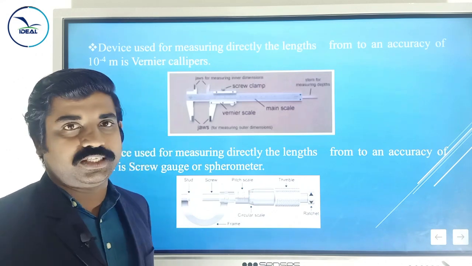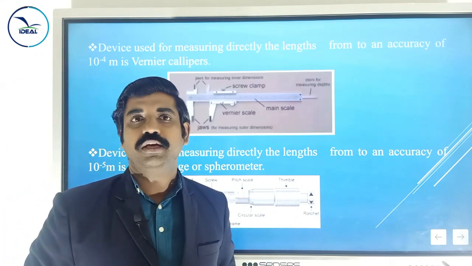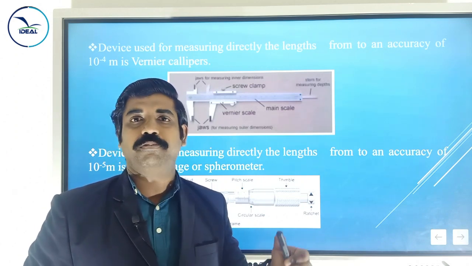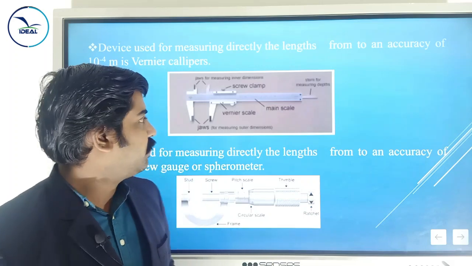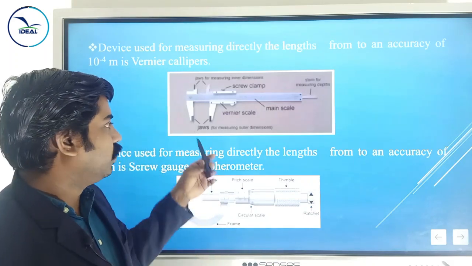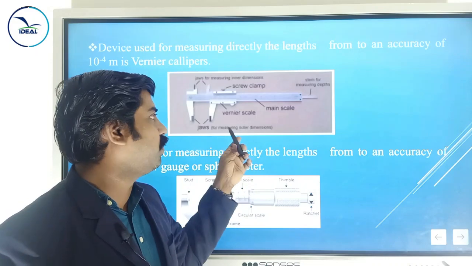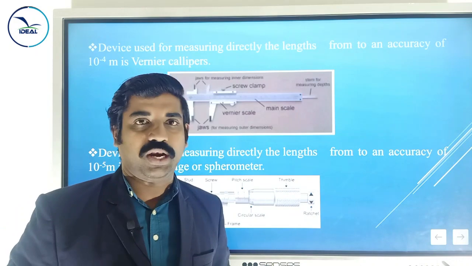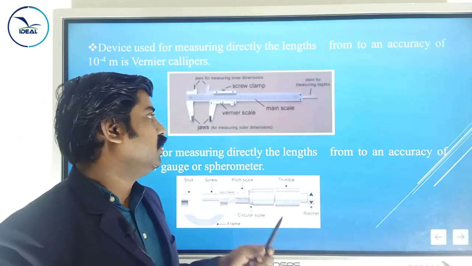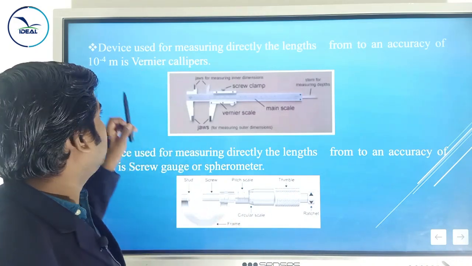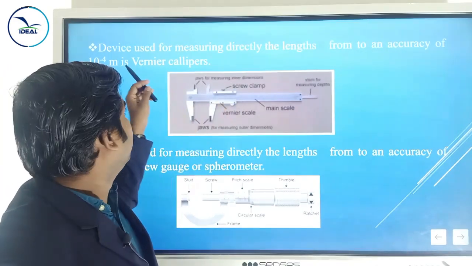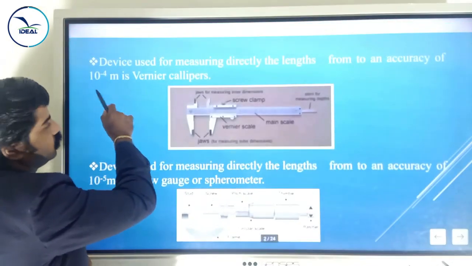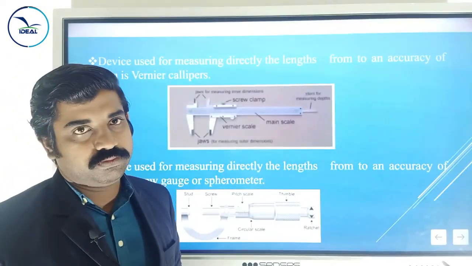Least count is the smallest value that can be measured using an equipment. That is called the least count. So it has a least count, and by using that only we can find the values. We want to do the vernier calipers experiment in our labs. So just now you need to understand that the vernier caliper is a device used to measure with an accuracy of 10 raised to minus 4 meter.